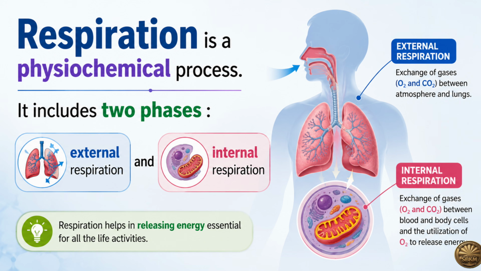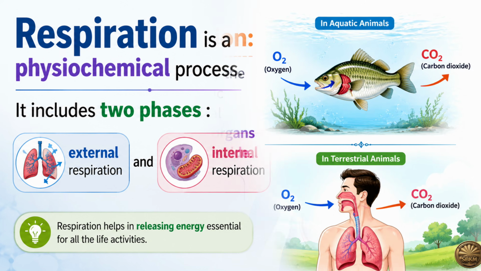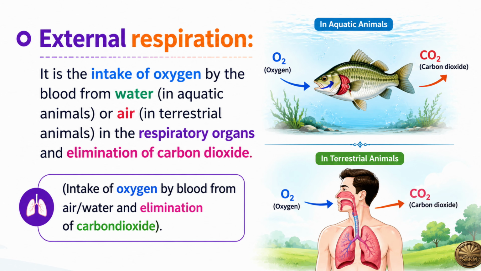It includes two phases, external and internal respiration. External respiration is the intake of oxygen by the blood from water in aquatic animals or air in terrestrial animals in the respiratory organs, and elimination of carbon dioxide. Intake of oxygen by blood from air or water and elimination of carbon dioxide.